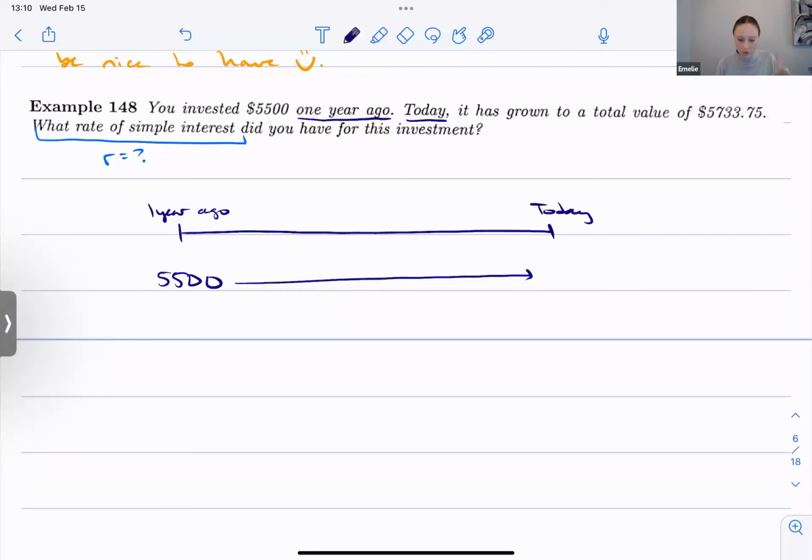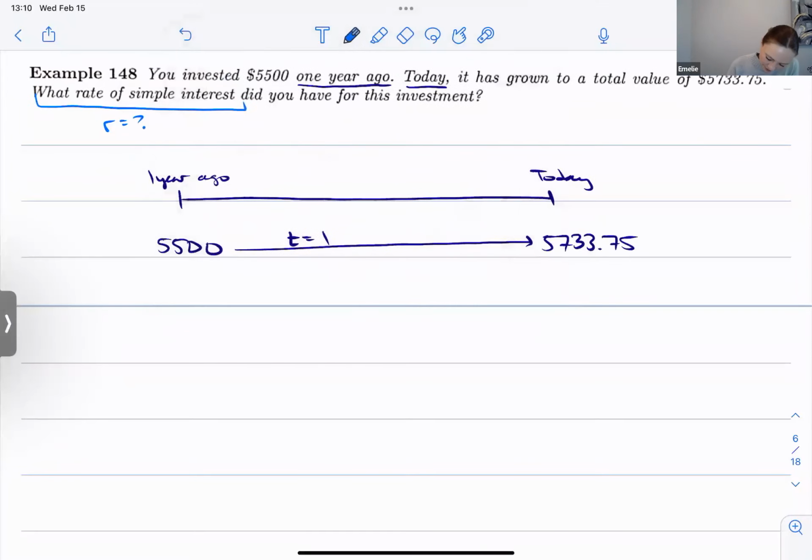It grew to $5,733.75. The time is relatively simple. It was 1 year ago to today, and so we know that the time here is just 1 year. Remember, time is always in years, and so 1 is really easy. And we want to solve for the rate.